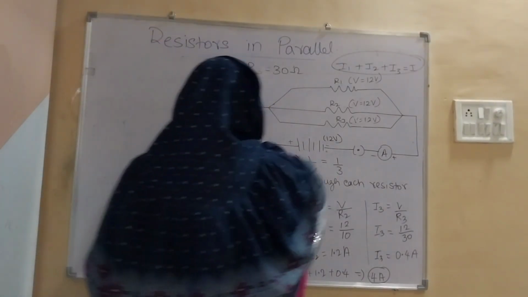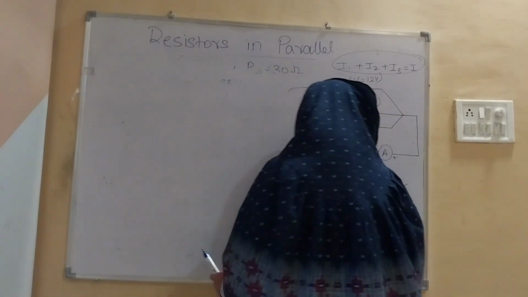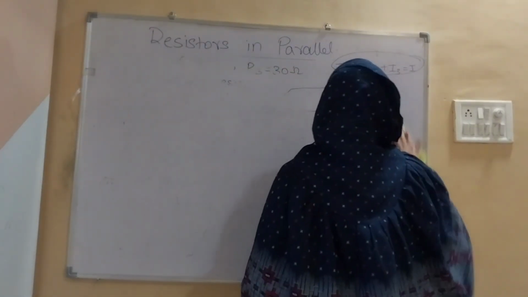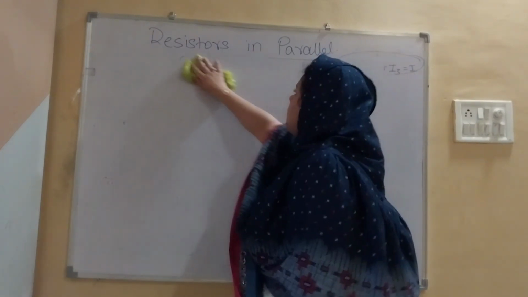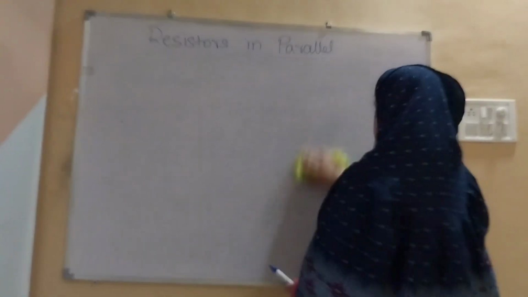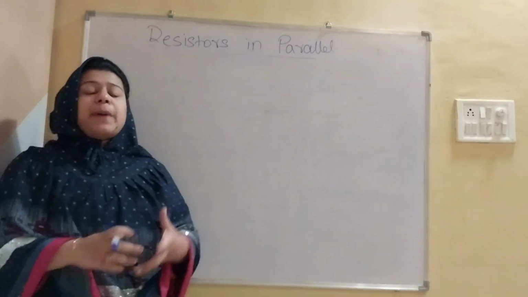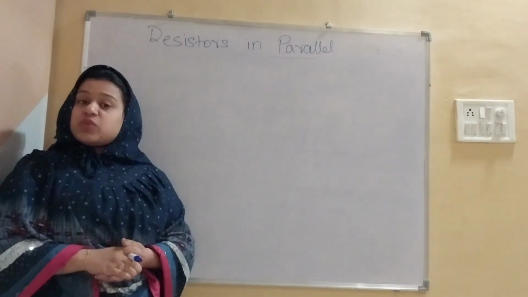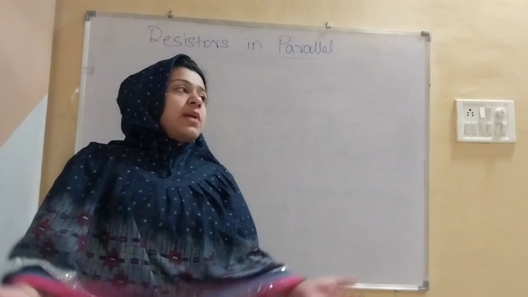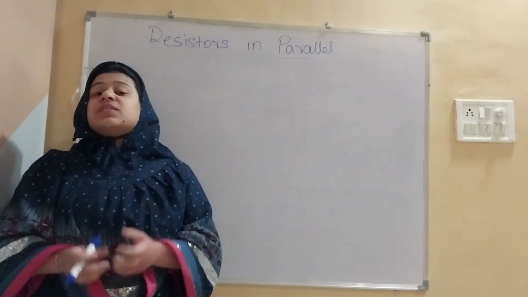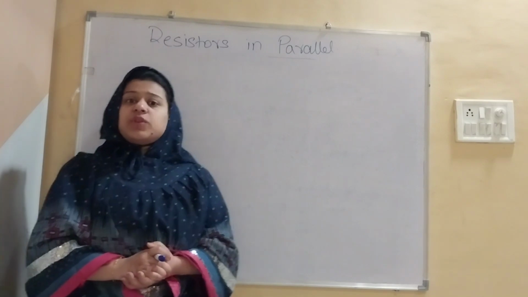The next question is: why is the parallel type of combination used in household circuits rather than series? Okay, so why is the parallel type of combination used in households rather than series? Why do we use parallel type of combination in our homes, and why don't we use series type of combination?